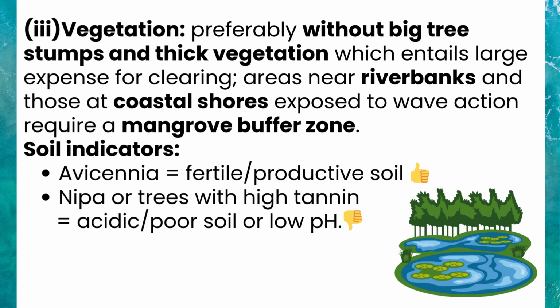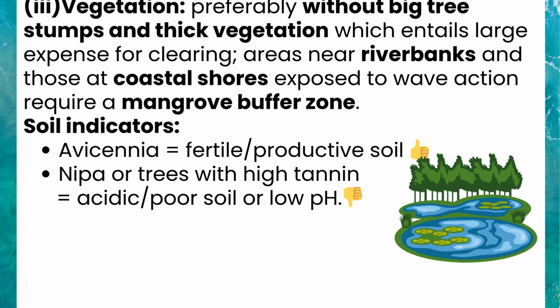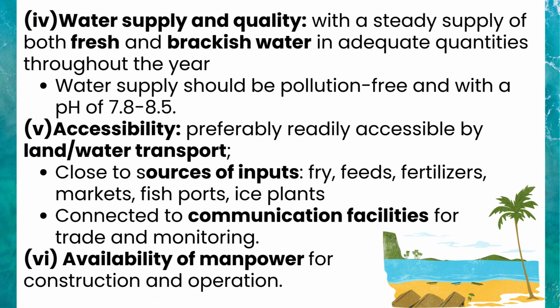Areas near riverbanks and those at coastal shores exposed to wave action require a buffer zone with substantial growths of mangrove. The presence of Avicennia indicates productive soil. Nipa and trees with high tannin content indicate low pH. 4. Water supply and quality. With a steady supply of both fresh and brackish water in adequate quantities throughout the year, the water supply should be pollution-free and with a pH of 7.8 to 8.5.